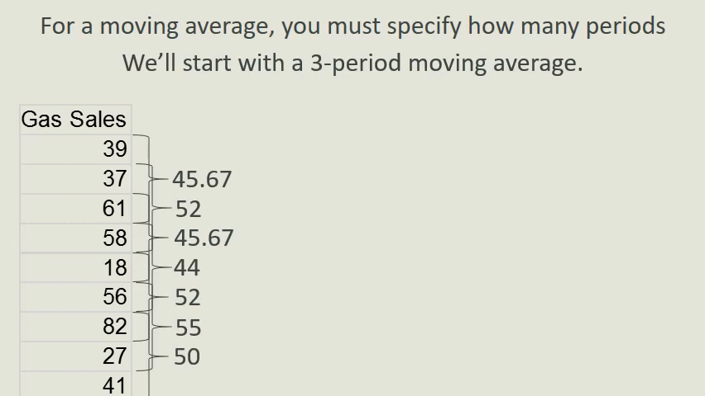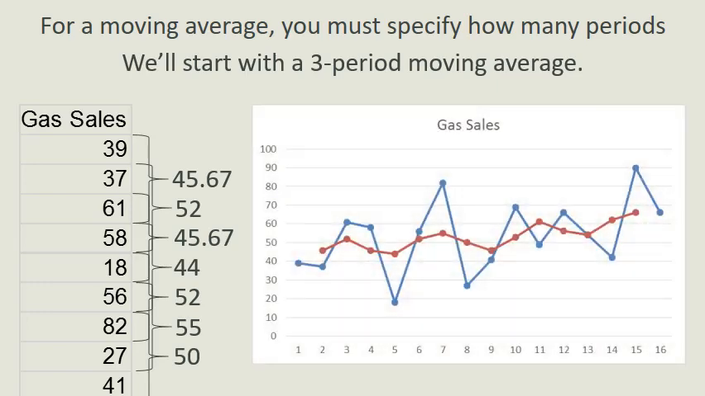These averages are called the smoothed values, and we can plot them on top of our original data set like this. The blue dots are the original data, and the red dots are the smoothed values for the 3-period moving average. First, I want to point out that there are no smoothed values for the first and last time period. This is a natural consequence of averaging 3 numbers at a time.